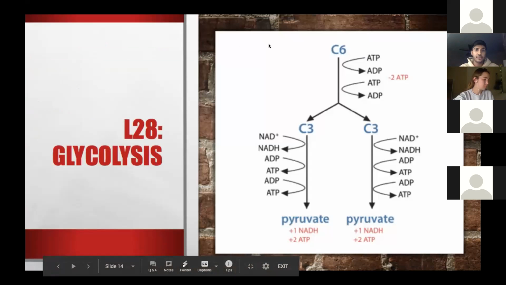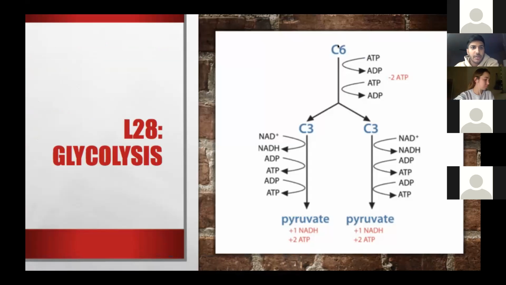So just an overview of glycolysis, you're going to have a 6-carbon glucose, right? This is your 6-carbon. You're going to be converting into 3 carbons. You'll see the glyceraldehyde 3-phosphates. And then essentially those are going to be converted into pyruvate.